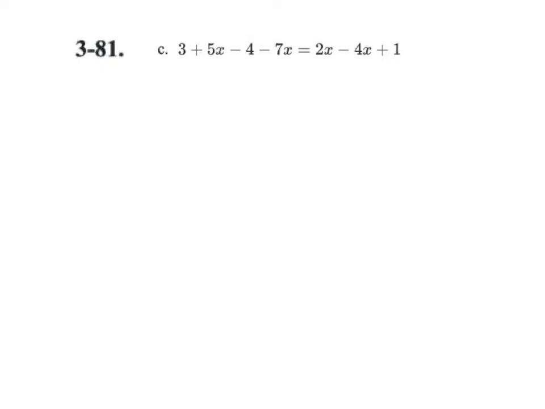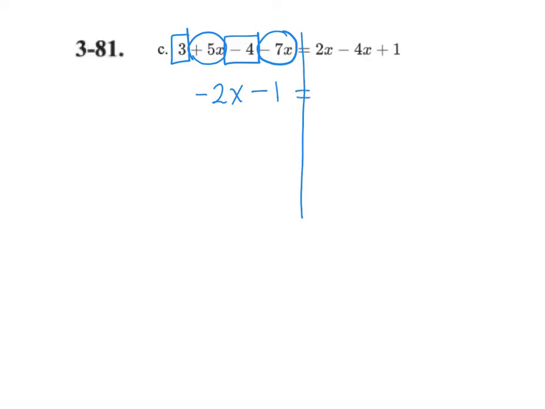Now let's take a look at 381c. Okay, I'm going to draw a line through the equal sign. And now here on the left side, I see that I have 5 positive x tiles and 7 negative x tiles. Well, if I combine those together and remove my zero pairs, I see that I would have negative 2 x tiles. And then 3 positive tiles and 4 negative tiles. Again, if I took away those 3 zero pairs, 3 minus 4, I'd be left with 1 negative tile.